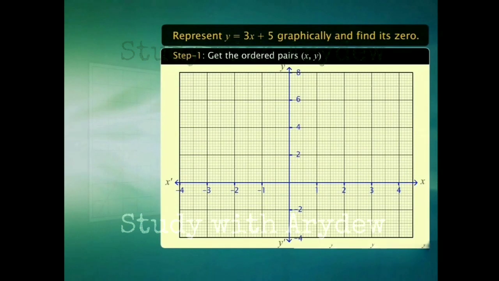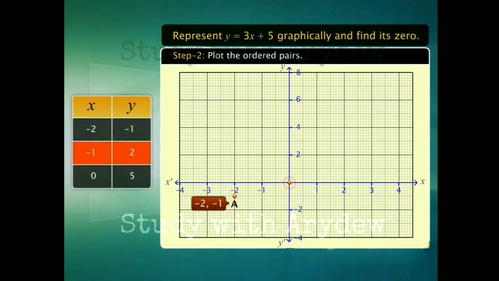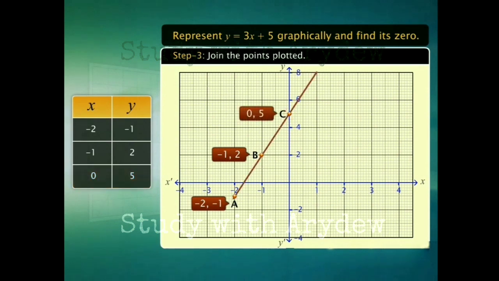In order to obtain the straight line corresponding to 3x plus 5, we need points that satisfy the polynomial equation. Let's take the values of x as -2, -1 and 0. Corresponding values of y come out as -1, 2 and 5. Next, let's plot these ordered pairs in the plane, that is, (-2, -1), (-1, 2) and (0, 5). Now, let's join these points. Here we get the straight line corresponding to y equal to 3x plus 5.